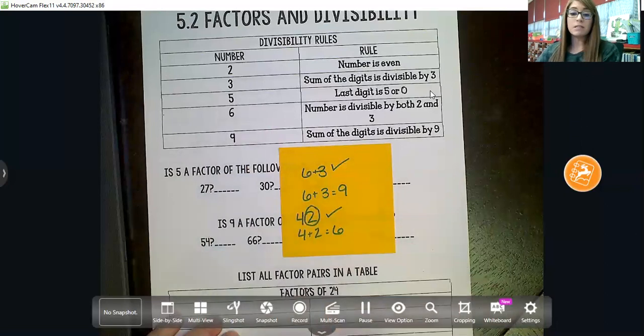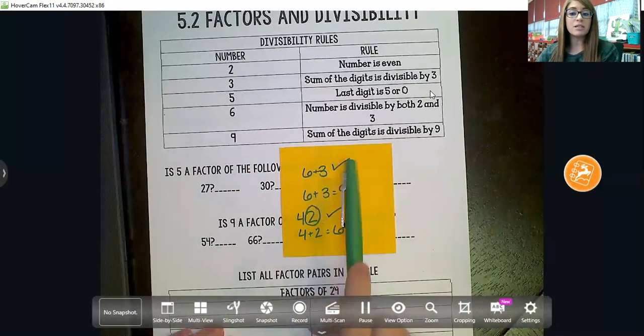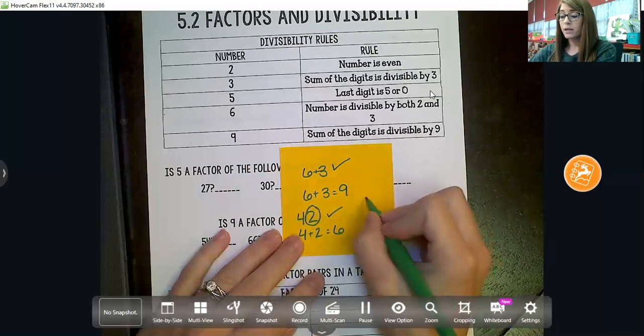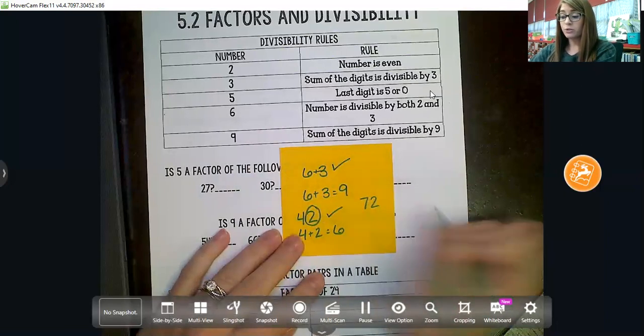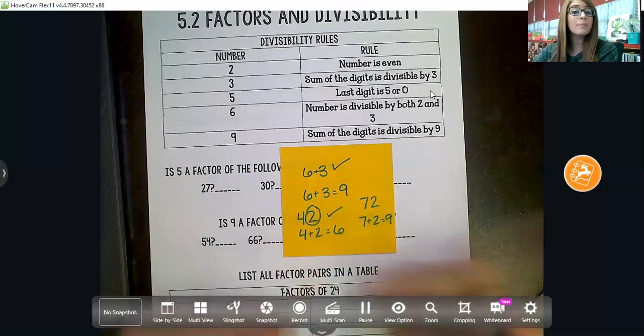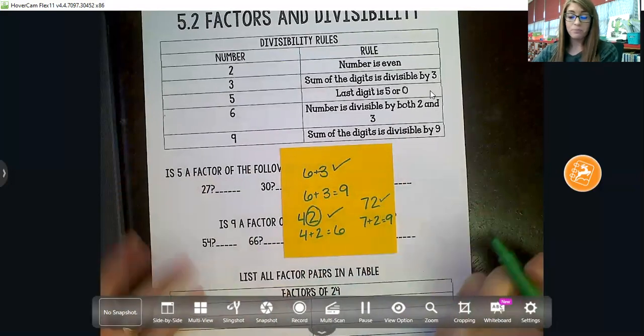And then if a number is divisible by 9, the sum of the digits is divisible by 9 as well. So for example, let's say 72, 7 plus 2 equals 9. 9 can go into 9 one time. It would be divisible by 9, okay?